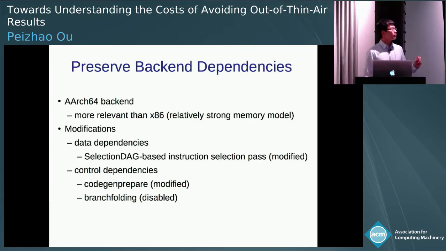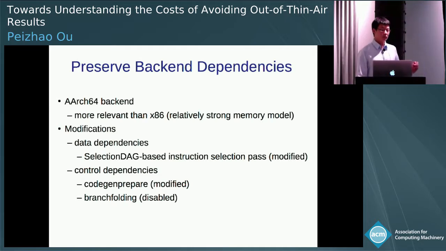Now we also need to preserve dependencies at the back end. In our work, we focused on the AArch64 backend. The reason we did not choose x86 is that x86 generally has a relatively strong hardware memory model that does not allow load-to-store and store-to-store reordering. As a result, for x86, the compiler would be free to optimize away dependencies as long as it does not reorder loads and stores in the generated code.